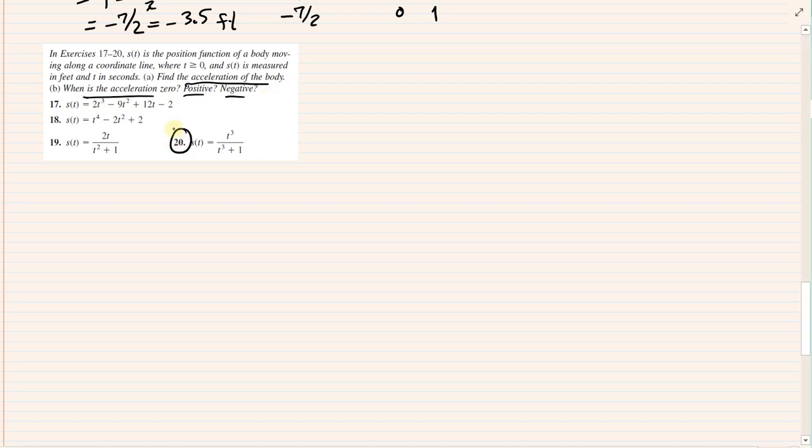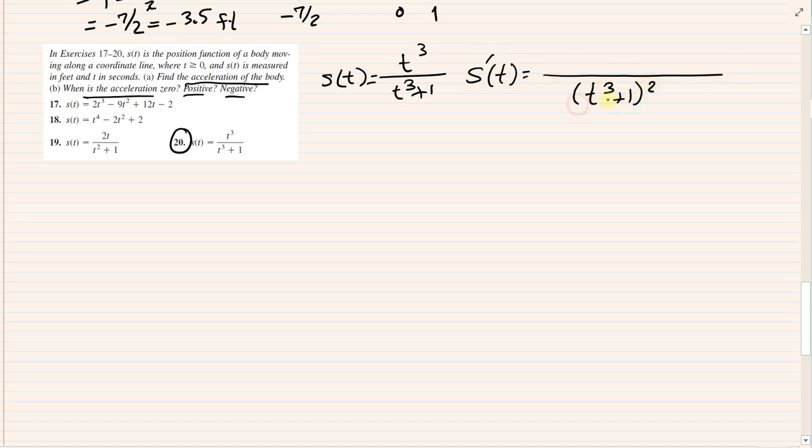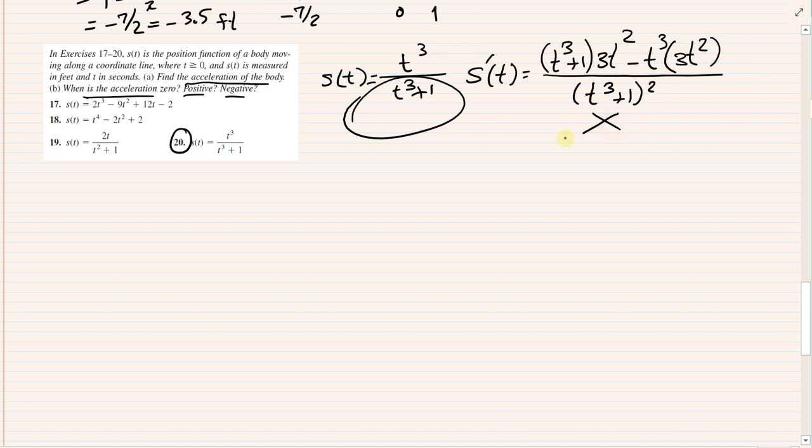So we're doing number 20. s(t) is t cubed over t cubed plus 1. Now, for s prime of t, we're going to use the quotient rule. So that means we square the denominator, that's t cubed plus 1 squared, repeat the denominator, derivative of the numerator, minus numerator times derivative of the original denominator, not the squared one.